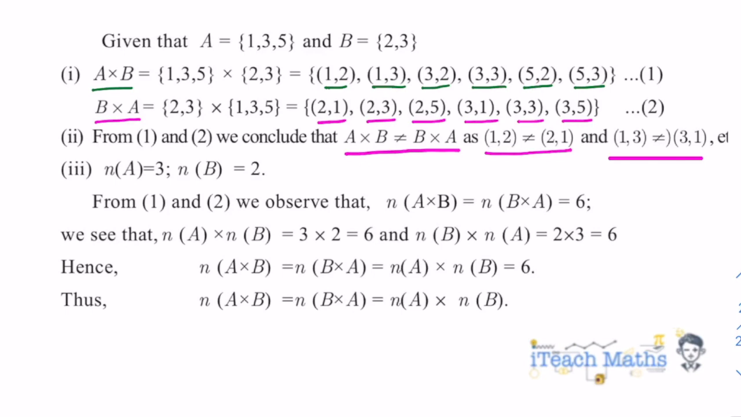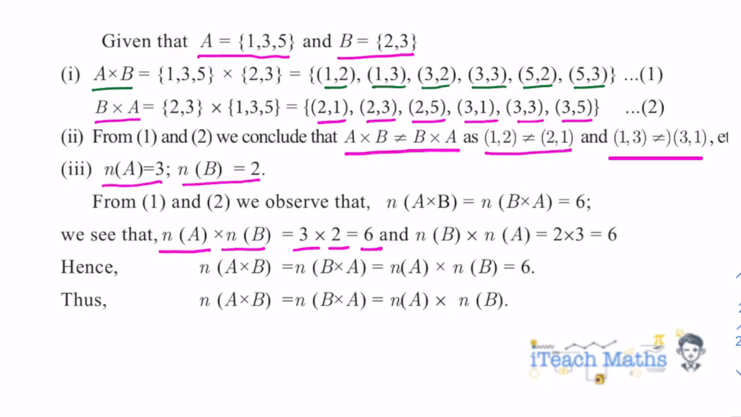Now, the set A has only 3 elements, 1, 3 and 5. So, n of A is equal to 3. Now, the set B has only 2 elements, 2 and 3. So, n of B is equal to 2. Therefore, we see that n of A into n of B is 3 into 2, which is 6.